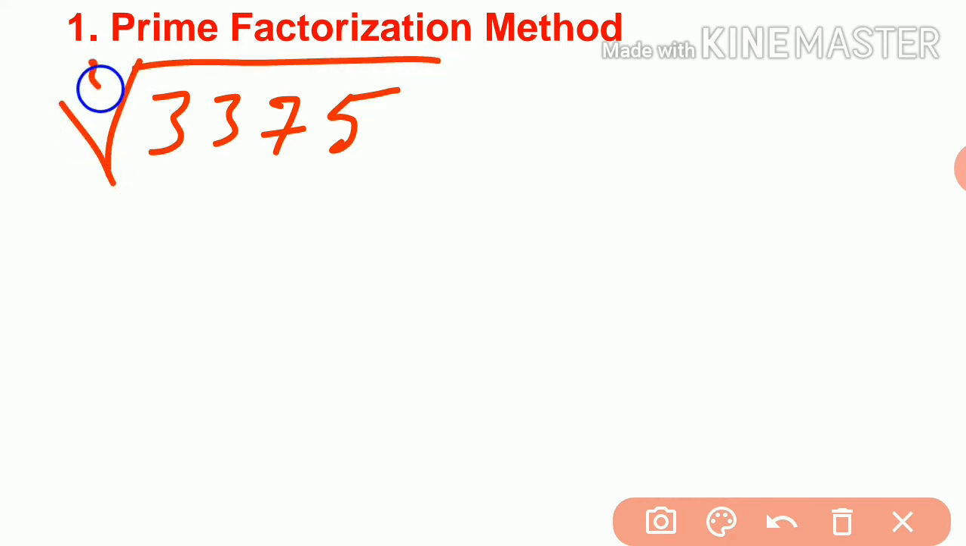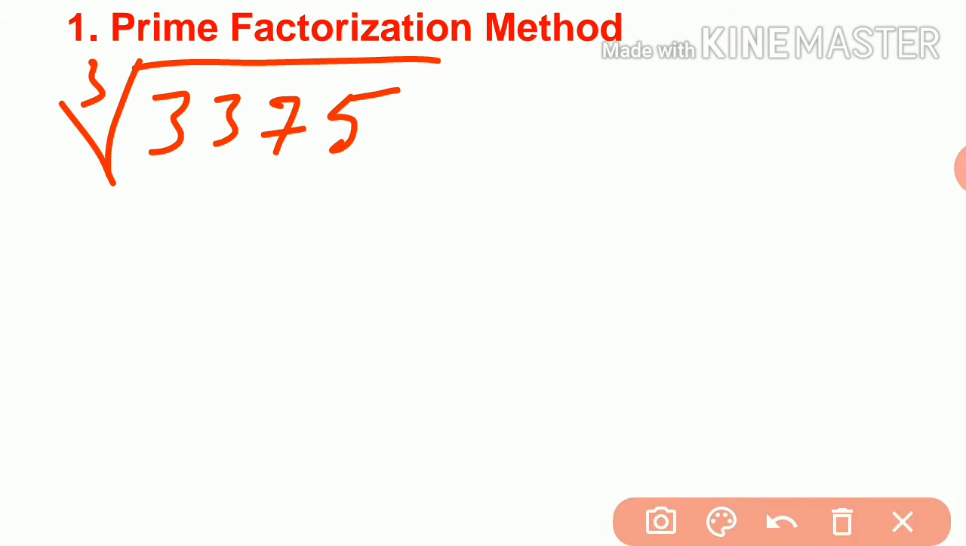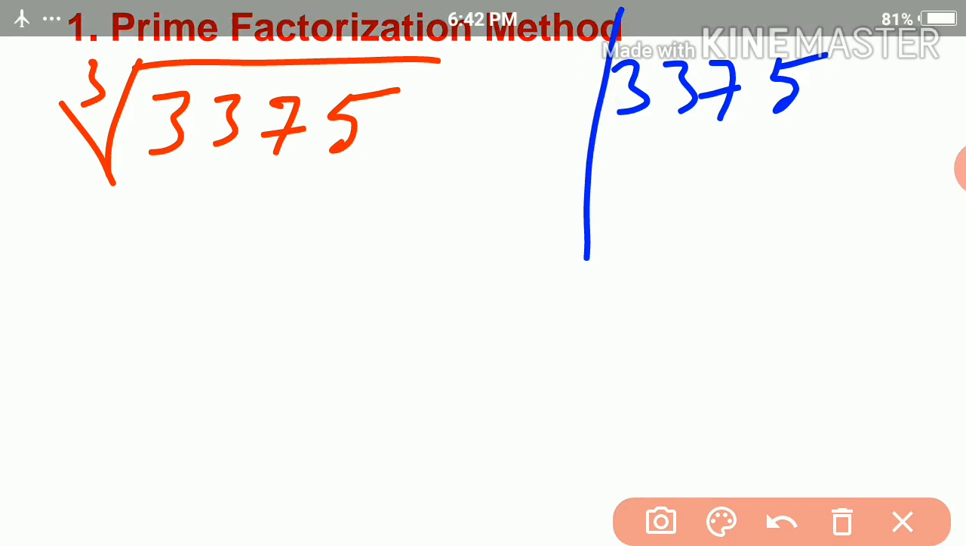Similarly, let's take a second example. Suppose a number is given, 3375, and find the cube root of this number by prime factorization method. So we will factorize this number. 3375 is divisible by 3.